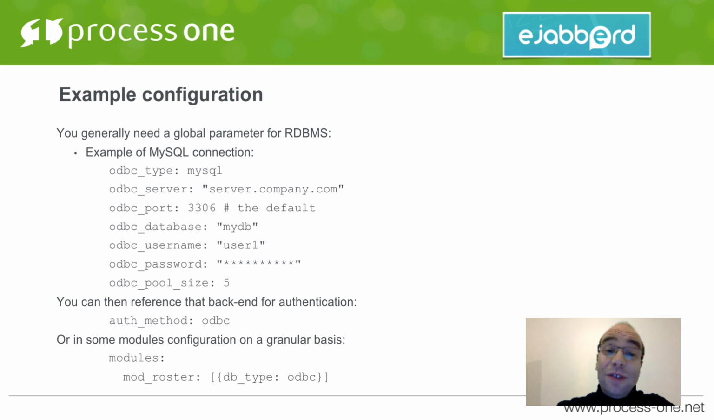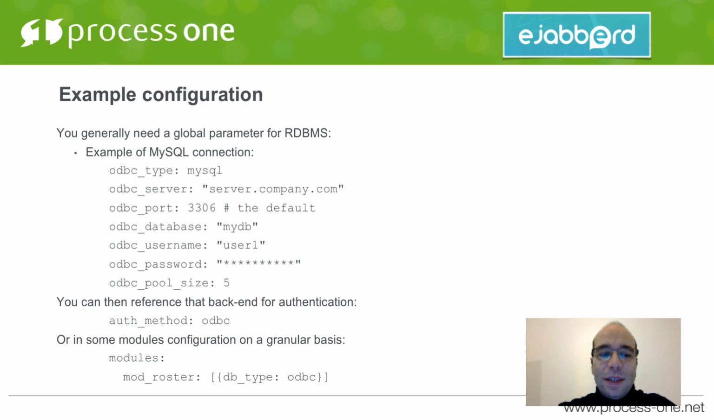Then, once you have defined the parameters for your database, you can decide which module will use that. For authentication, it's just about setting which auth method you will be using. You will be using the ODBC type, and it knows that it will be referring to your MySQL configuration that has been previously defined. For all other modules, it will be defined as a module configuration in the ejabberd.yaml modules section.